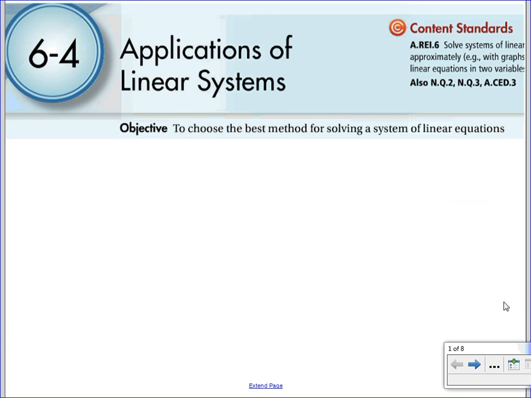This is chapter 6.4, applications of linear systems. So basically, you're not really learning anything brand new. You're taking what you've learned in the last 3 sections and applying it to real life situations and word problems. Your job is going to be to pick which method is best for solving these systems of linear equations.